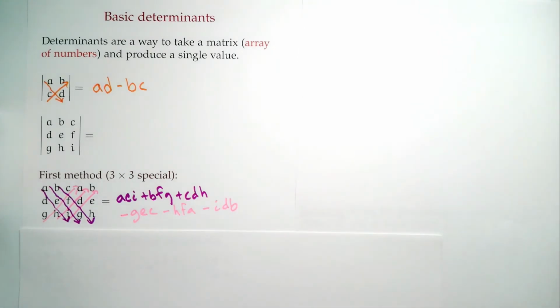Okay, so write the first two columns over. Now take your 3 by 3, put the first two columns over. You add, and you subtract.